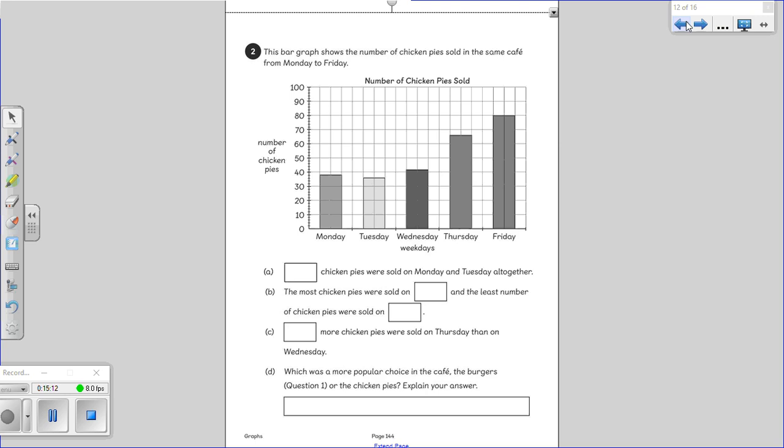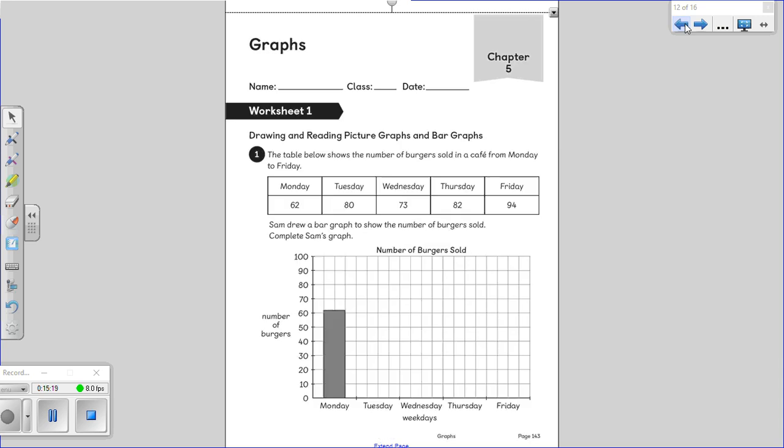Okay, so if you're feeling confident, have a go at that worksheet now. If you'd like some more practice, we'll go through guided practice together.